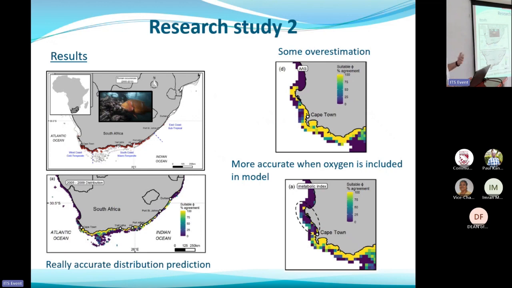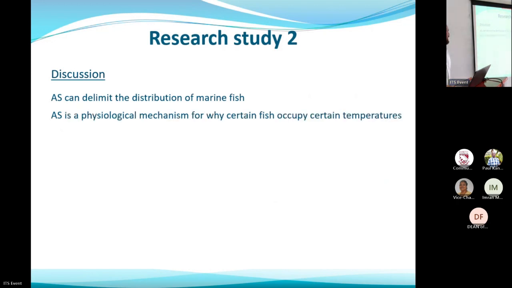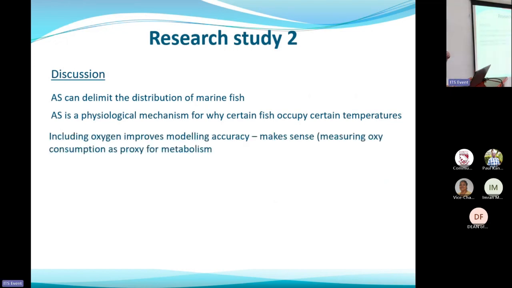So this was the first time we started realizing that it's not just about temperature and aerobic scope, oxygen is also important. Okay, so the summaries of this study are that aerobic scope can delimit the distribution of a marine fish, which was awesome. Aerobic scope is a physiological mechanism that perhaps explains why fish occupy a certain thermal envelope. A key thing was that we found including oxygen improves the modeling accuracy. And this makes sense because when you're measuring aerobic metabolism, you're measuring oxygen consumption. So if there's no oxygen, you can't consume it.